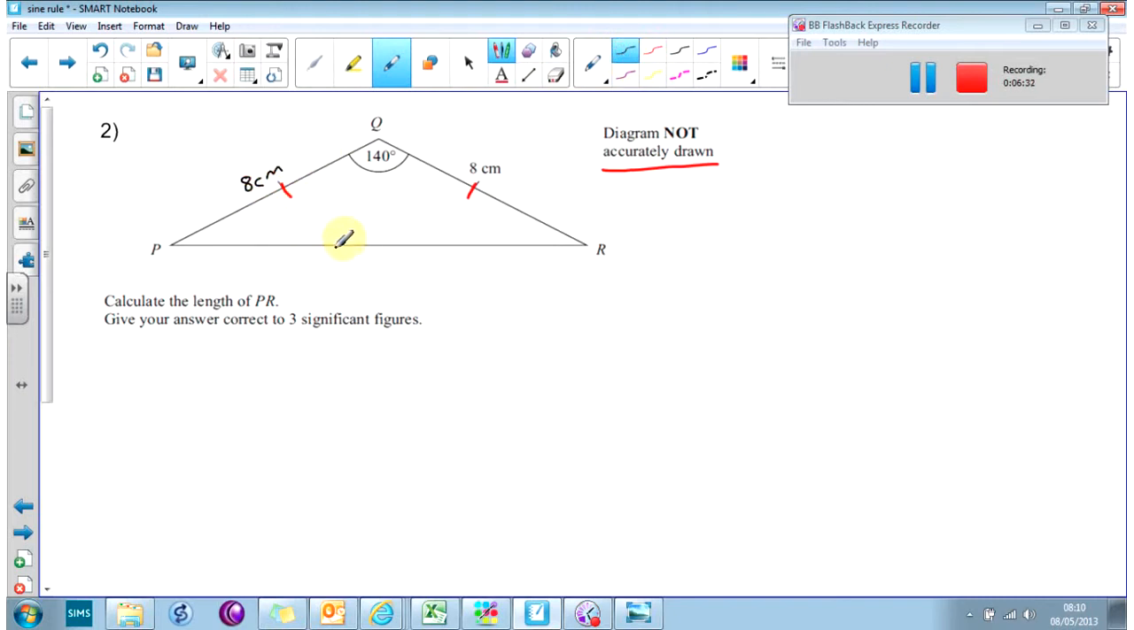Now, without going into much more detail on this, I'm thinking already isosceles triangle, that means that I must be able to work these two angles out here. So let's do that. So that's 140. So 180, take away 140, leaves me with 40. There's two angles, so it's 40 divided by 2 because they're the same size, and that's 20. So these are both 20 degrees. Brilliant. Okay, calculate the length of PR.